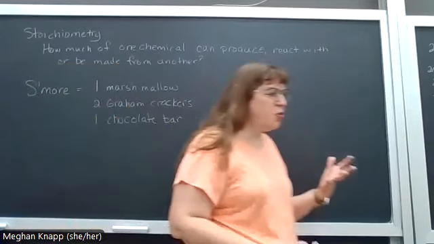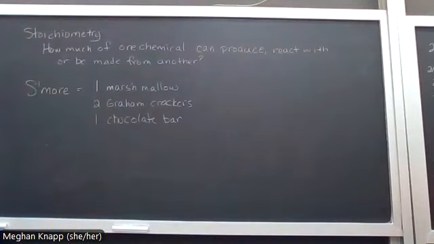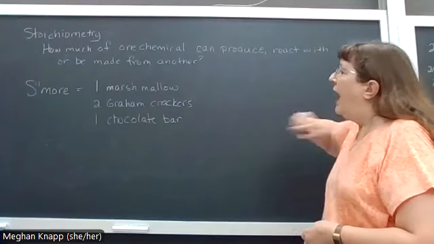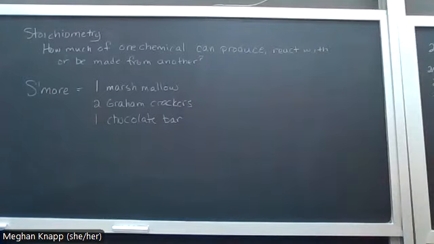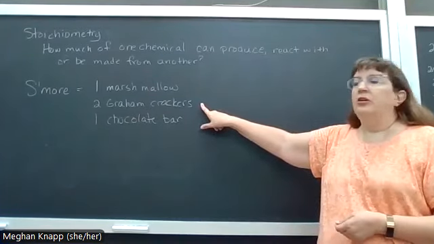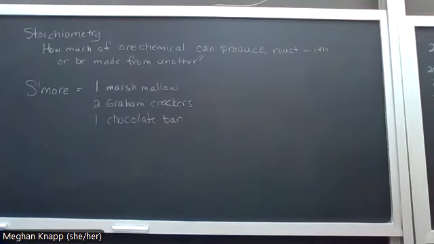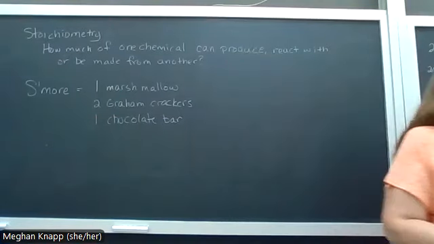Okay, so we build our s'more. We have our graham cracker, we have our chocolate, we have our roasted marshmallow and graham cracker on top. Very simple sandwich. So basic s'more. So what this is saying is that we could ask ourselves, how many marshmallows do I need to make 10 s'mores? Or if I have 20 graham crackers, how many chocolate bars do I need to completely use up those graham crackers? Or if I want to make 20 s'mores, how many marshmallows do I need to get?